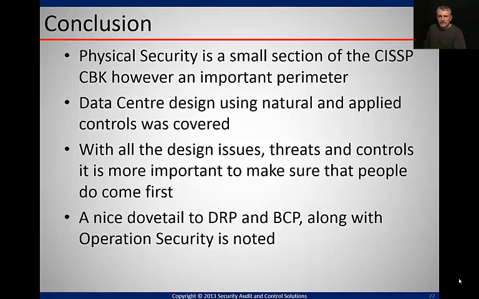In conclusion, physical security is a small section of the CISSP CBK, however, it's an important perimeter. Data center design using natural and applied controls was covered here. With the design issues, threats and controls, it is more important to make sure that people do come first. This section is a very nice dovetail between DRP and BCP along with operations security. As it is the final domain within the CISSP CBK, I presume it's approximately 4 to 5% of the exam. However, focus a lot. Thank you.